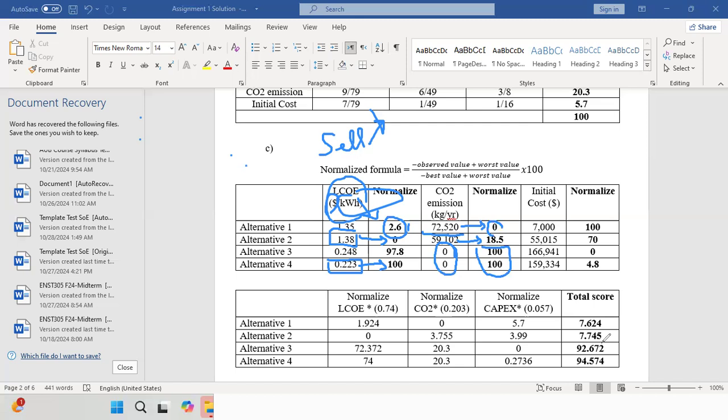Once I do this, I can rank my alternatives. The highest score will be for the best option and the lowest score for the worst option. So here it's clear that they are already in order. Alternative 1 is the worst alternative with the lowest score, followed by alternative 2, followed by 3, and followed by 4. Okay. Any question on this problem?